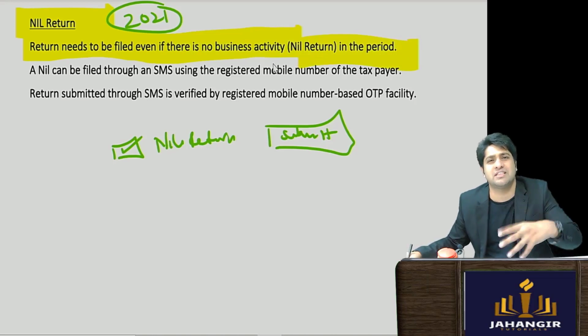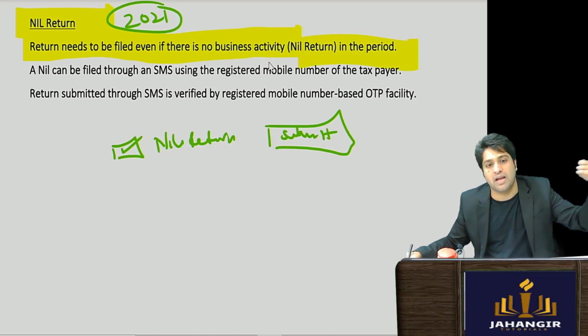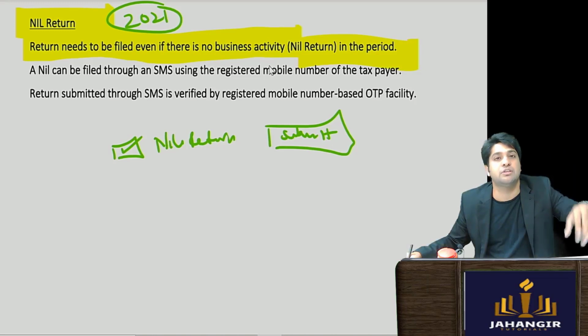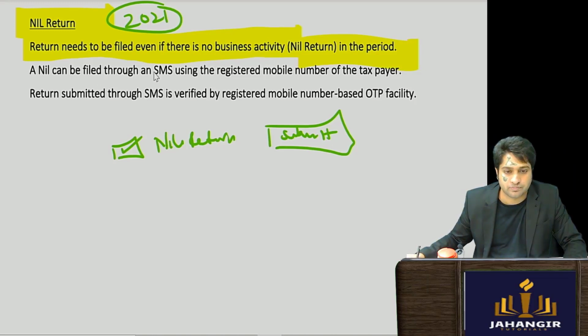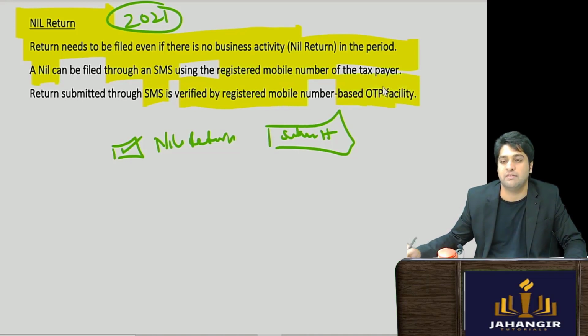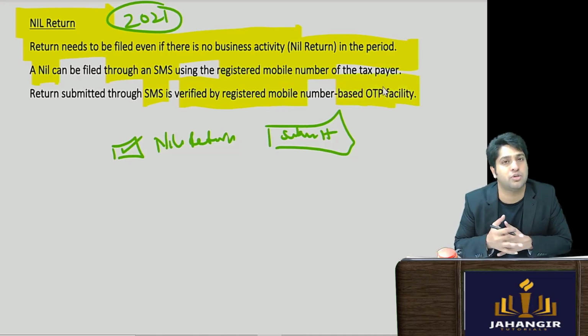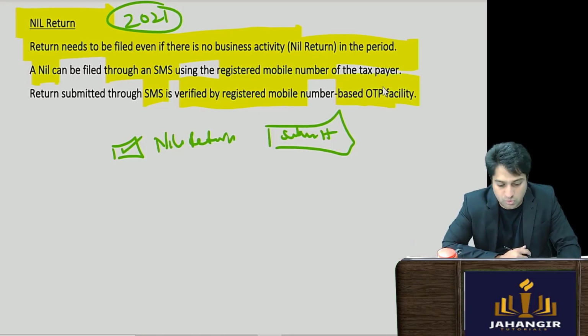So maybe I must have just started off the business, okay, and the company is made and I've registered my entity also, but no sales have been made. So a return needs to be filed. A nil return can be filed through an SMS using a registered mobile number. Return submitted through SMS is verified through an OTP facility. So by mobile phone also you can do it, but you need to verify through an OTP.